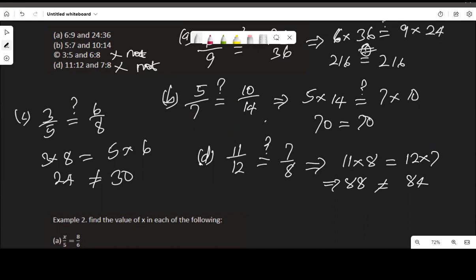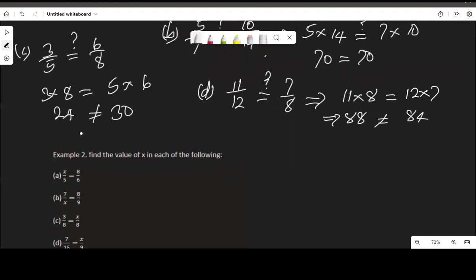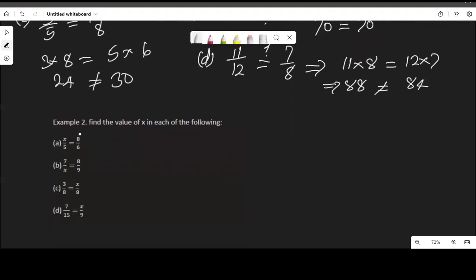So that is how to find the proportionality of two ratios. You set the ratios equal, which is an assumption, then cross multiply the numbers. If the products on both sides are equal, it means the ratios are in proportion. If not, the ratios are not in proportion. You can use that knowledge to find an unknown variable, as we have it here. The question says find the value of x in each of the following. x over 5 equal to 8 over 6.